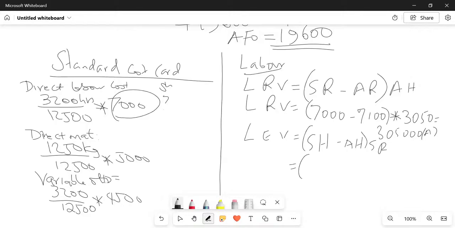First of all, you can see standard hours here per unit. So we have here 3,200 over 12,500 times actual production. A few minutes ago, you gave me the actual kilometers that were done. How many were they? 11,750. Do we have the actual hours? 3050. Actual hours multiplied by the standard rate, 7,000, isn't it? Times 7,000.